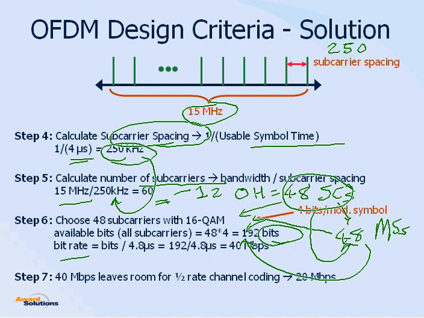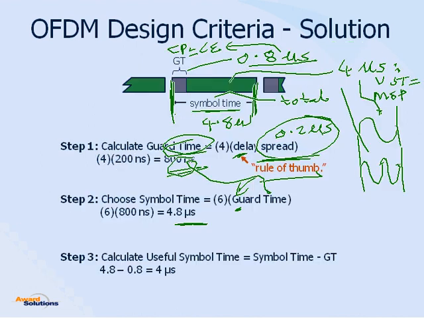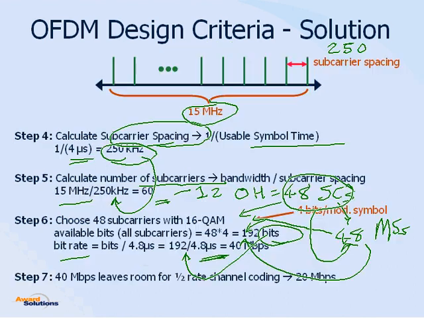The data rate will be the number of bits divided by the total time period. And including the cyclic prefix, the total time period is 4.8 microseconds. So this is the total symbol time. Total. So that will give us 40 megabits per second.